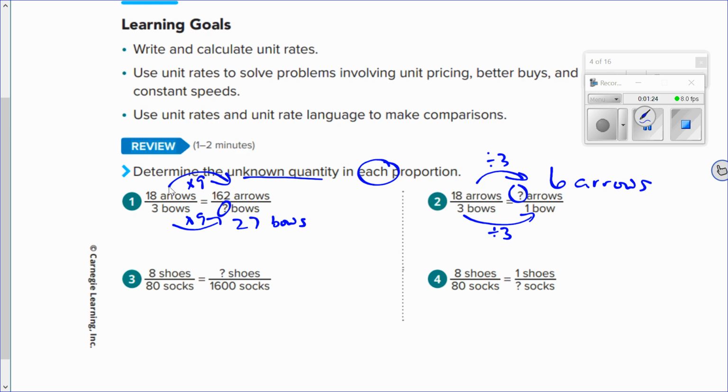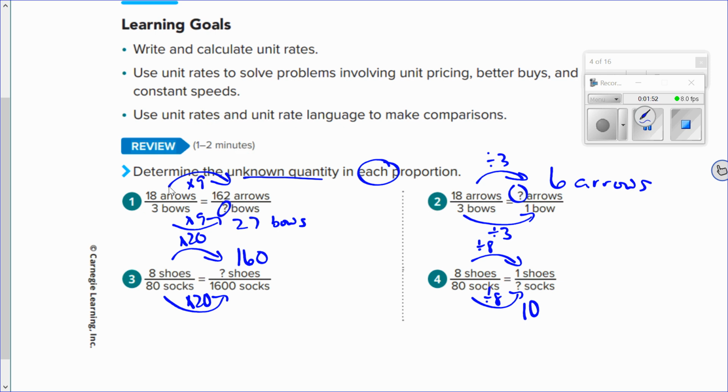Okay? How do I go from 80 to 1,600? Times 20. So what am I doing to 8? Times 20 gives me 160 shoes. How do I go from 8 to 1? Divide by 8. So what am I going to do to the 80? Gives me 10 socks. Guys, this should be common, second nature to you by this point.